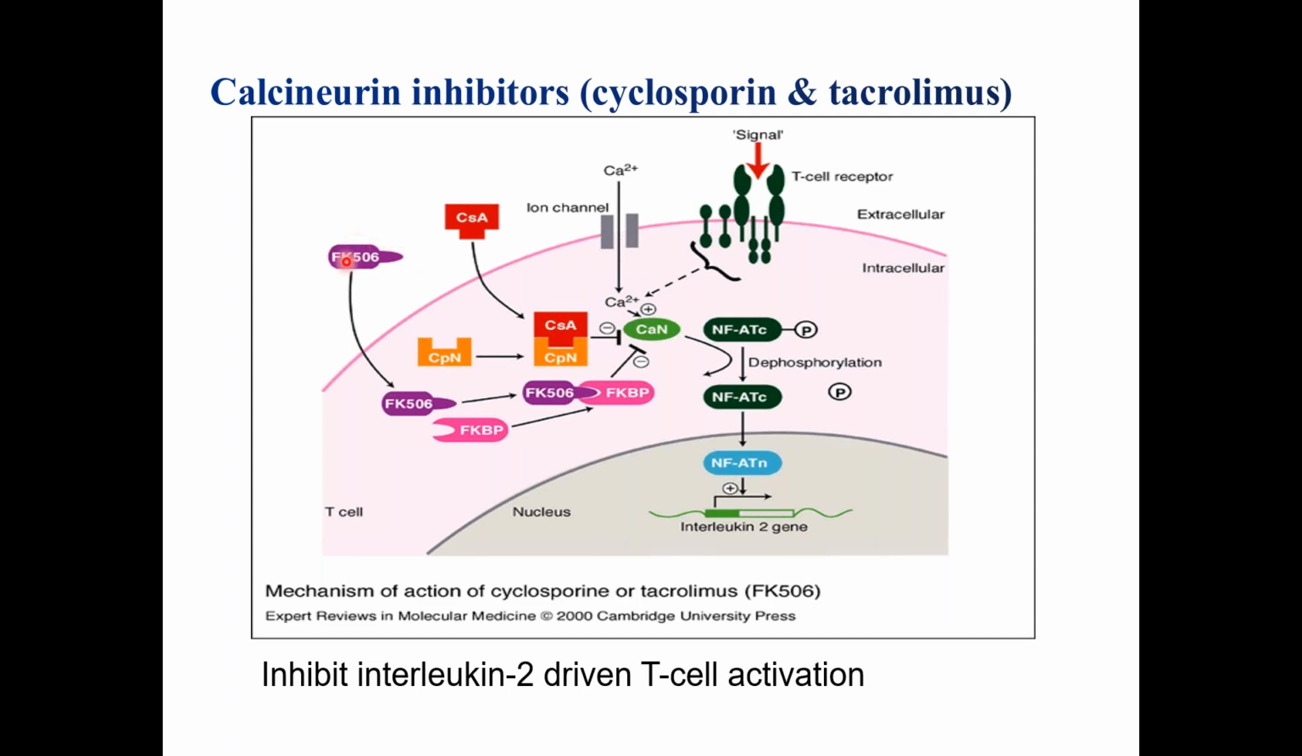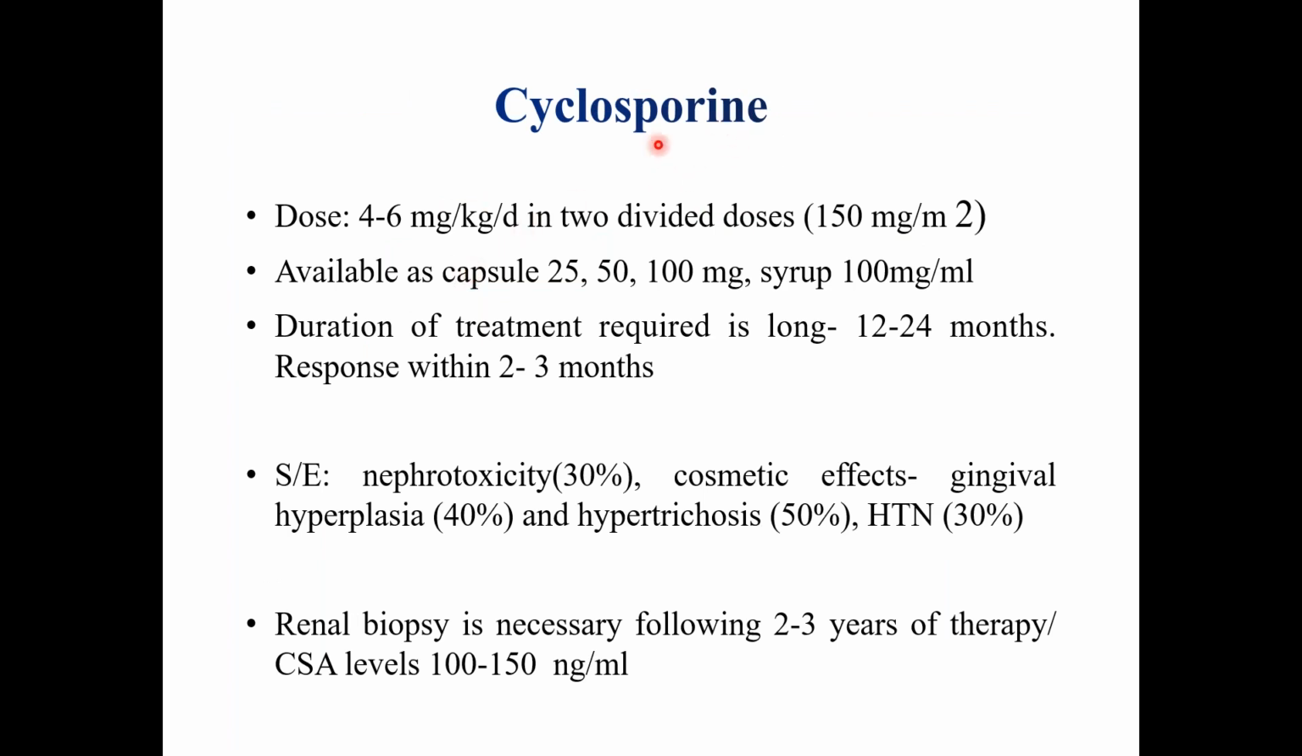In fact, tacrolimus is almost 40 times more potent as compared to cyclosporine. And if you look at the dosing of cyclosporine, it is given in doses of 4 to 6 milligram per kg per day, in two divided doses. You can use a surface area based calculation also, and in nephrotic syndrome, you can give 100 to 150 milligram per meter square per day if you want to use this dosing pattern. But in the pediatric age group, the dosing pattern of milligram per kg per day is much easier to use.